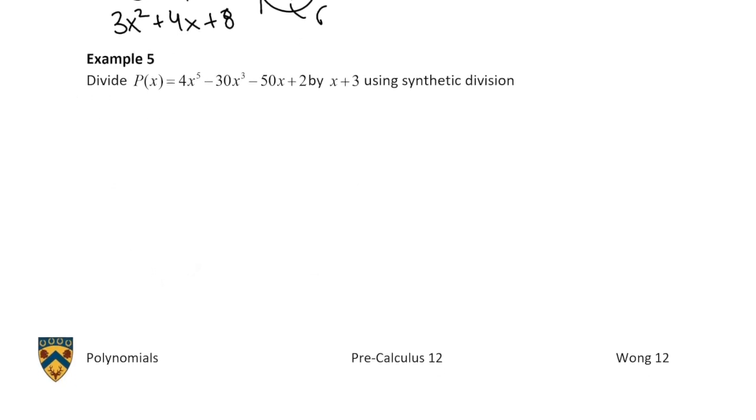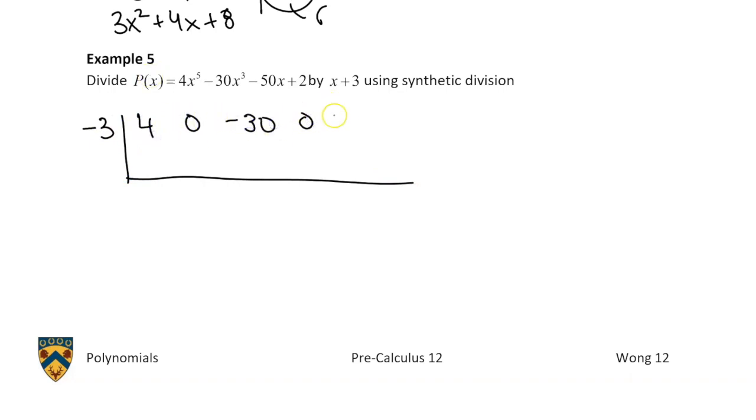Now we have something here where we're dividing by x plus 3, so we'll write negative 3 on the side here. Open it up and we'll say 4, 0, negative 30, 0, negative 50, and 2. Bring down the 4, negative 12. We add that, negative 12. Negative 3 times negative 12 is positive 36. Add that, we get 6.